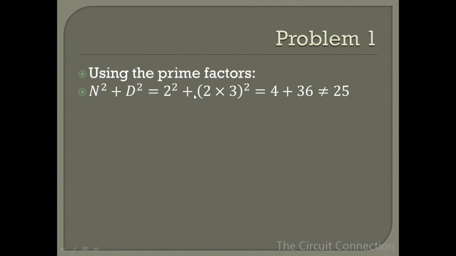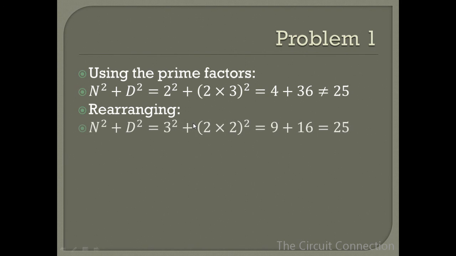And so 2 squared plus parentheses 2 times 3 squared is going to give us 4 plus 36, which is not equal to 25. So I'm going to use trial and error again, and I'm going to rearrange and have n squared plus d squared equal 3 squared plus 2 times 2 in parentheses squared, and then that's going to give us 9 plus 16, which is equal to 25. So we've met that constraint.